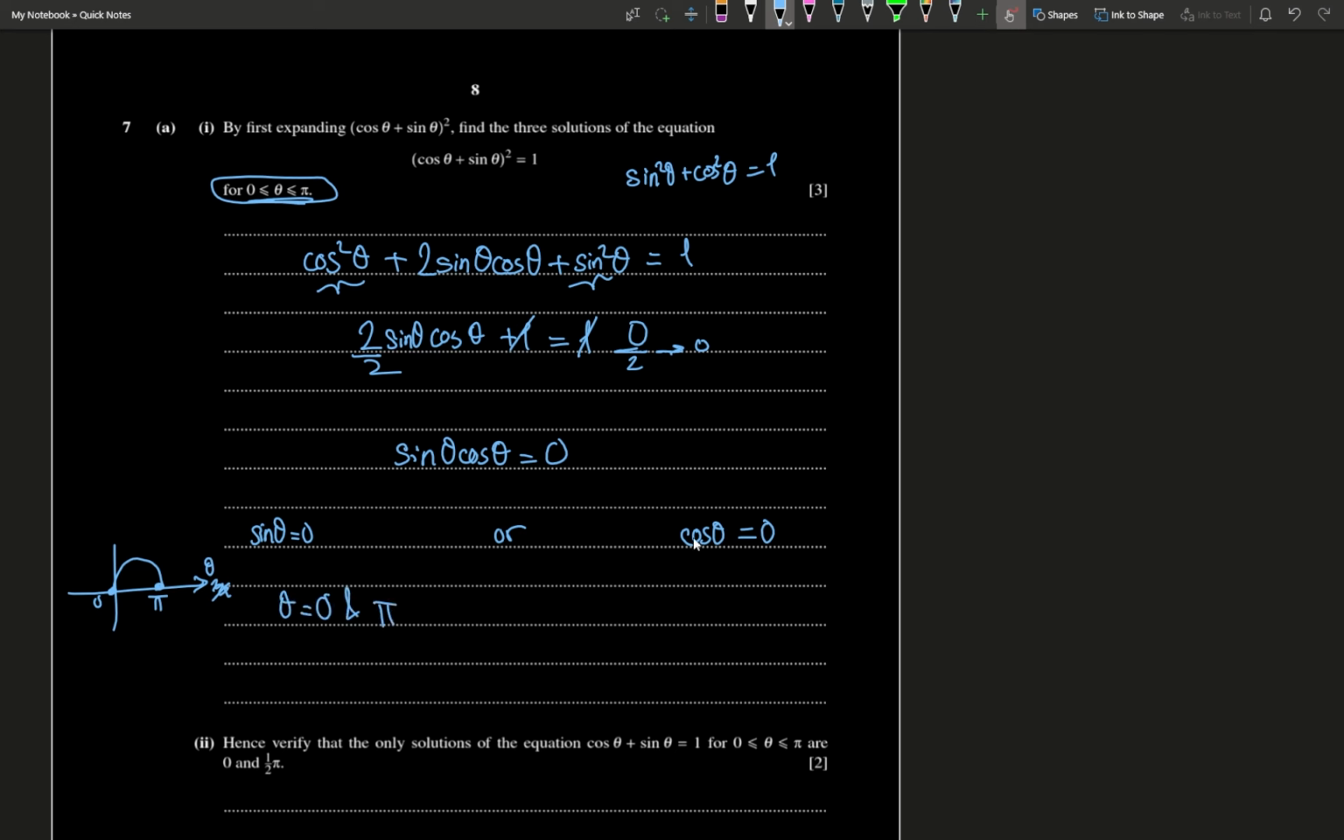When we come to cosine of theta equal to 0 and draw the graph of cosine of theta, you'll notice that it only crosses the x-axis once between 0 and pi, at the point pi over 2. So theta is equal to pi over 2. Our three solutions are 0, pi over 2, and pi. That's it.